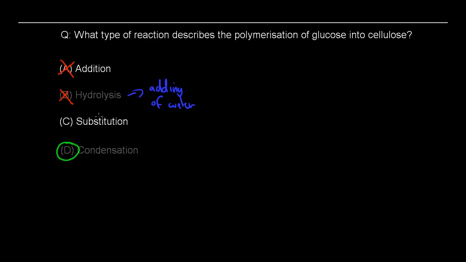And substitution is just if you exchange one thing for another. Again, that's not what we're doing. We're just joining them together and losing a water molecule. We're not substituting anything. So those three are wrong, and the correct answer is D, condensation.